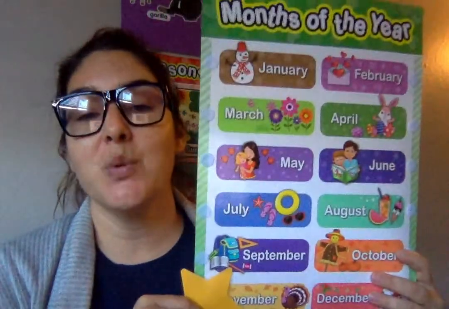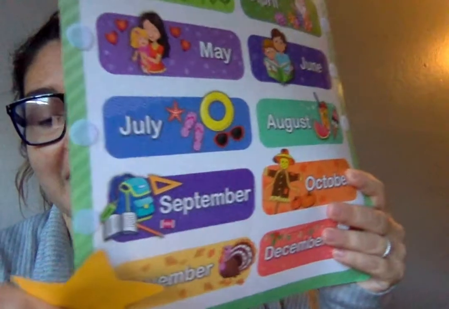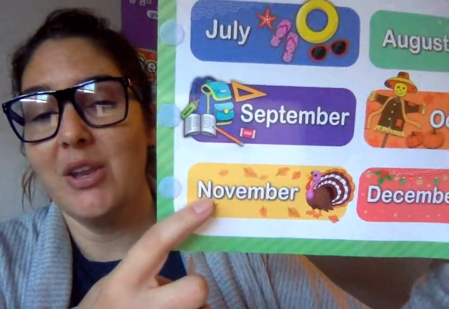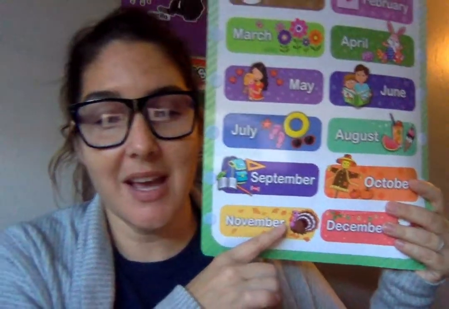All right, we have 12 months and we are all the way at the bottom in November. There's our turkey. What does our turkey say? Gobble, gobble. All right.